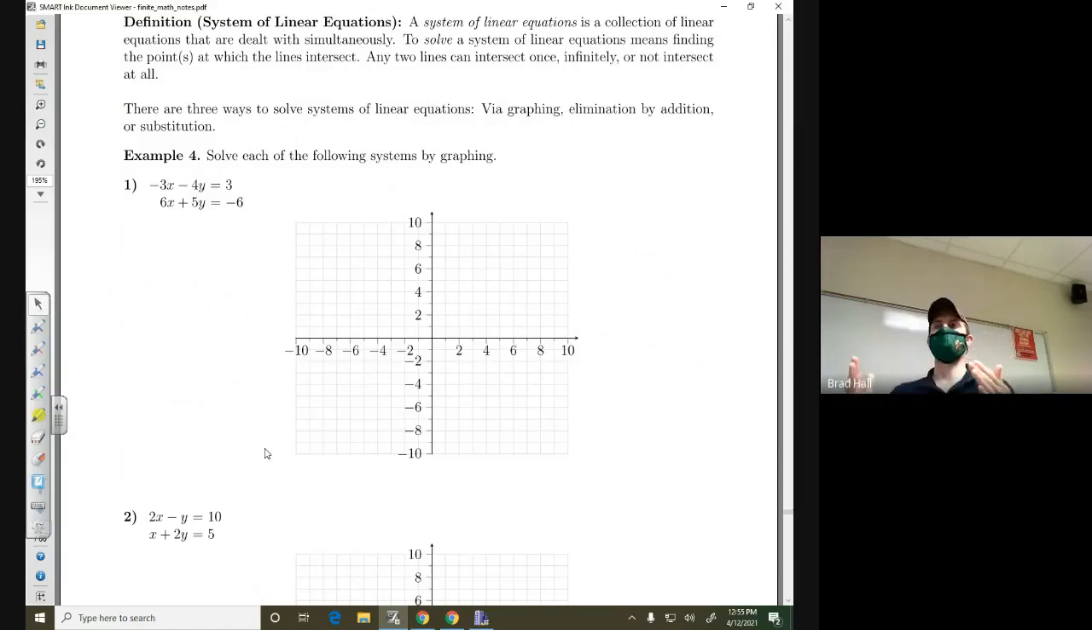So that's ultimately what we're trying to find. There's some lines that are occurring, they intersect somewhere. We want to figure out where they intersect. So there are really 3 ways to solve a system of linear equations. There's one way, which is graphing, and then there are 2 other ways, which we'll talk about, addition and substitution. We'll start off with graphing at first.